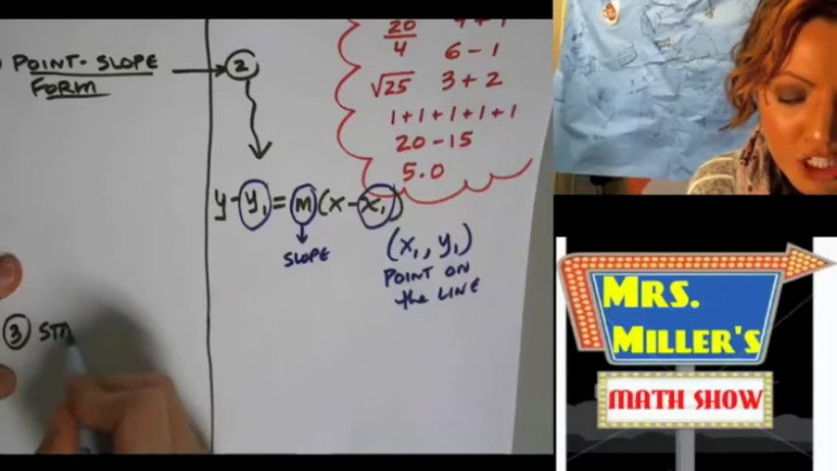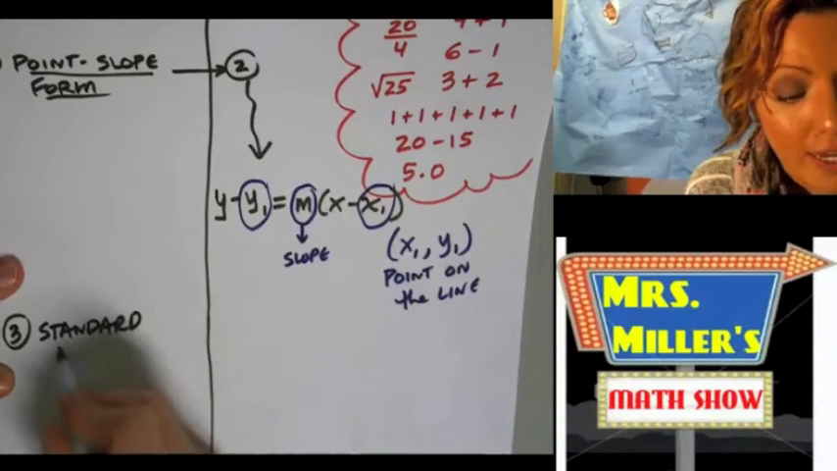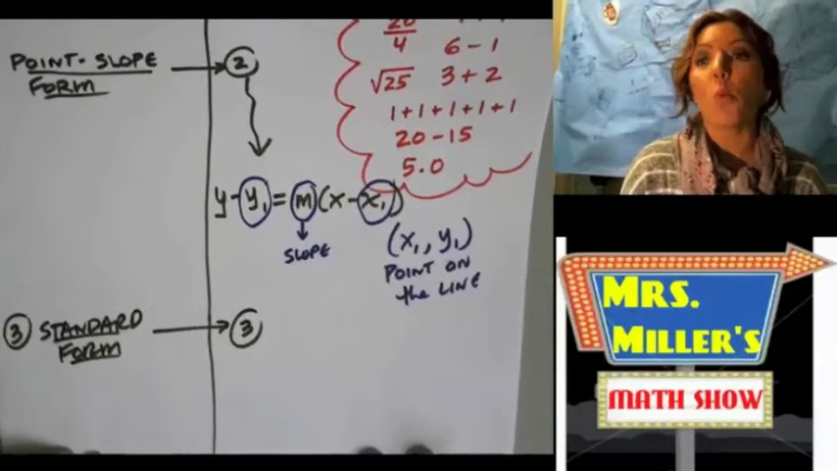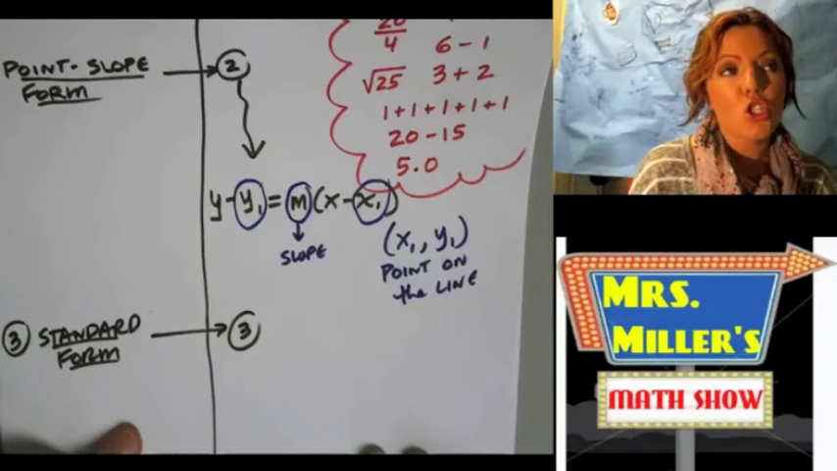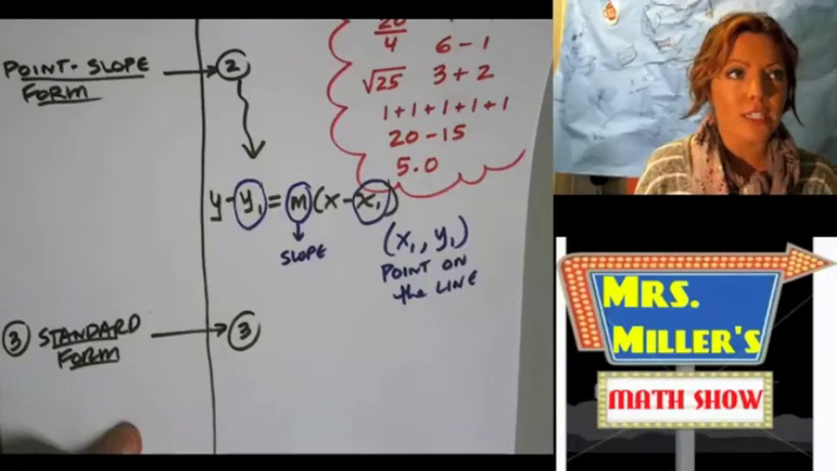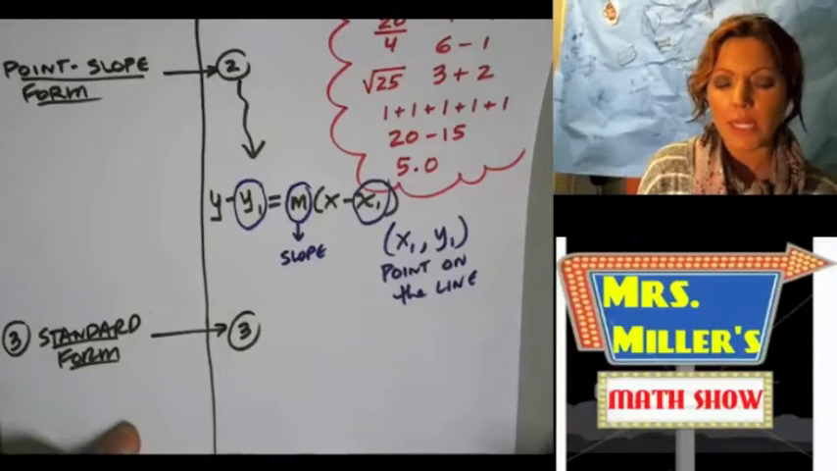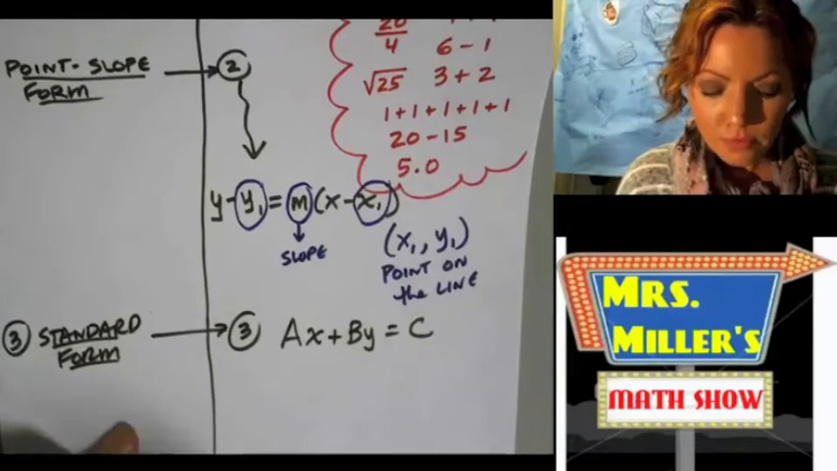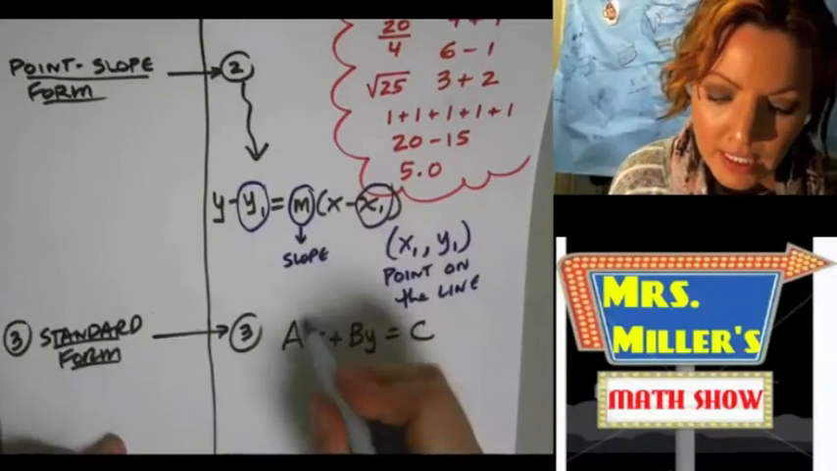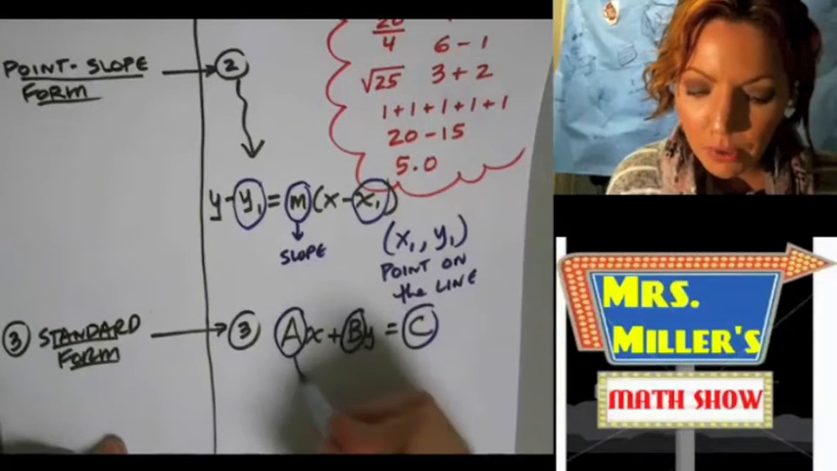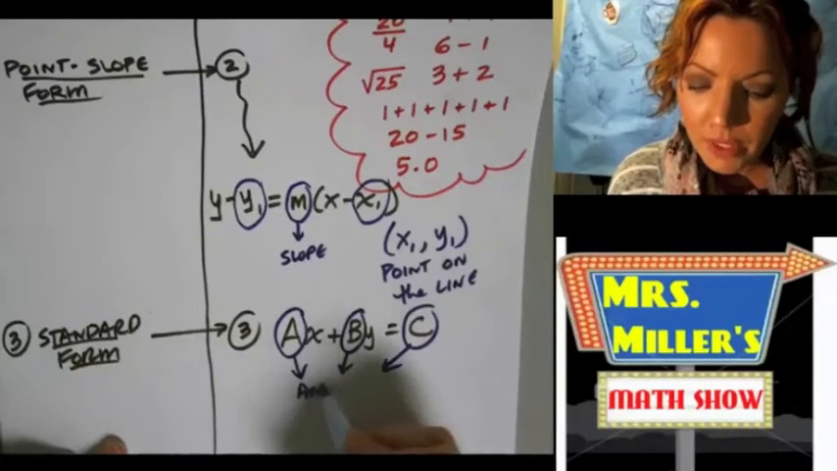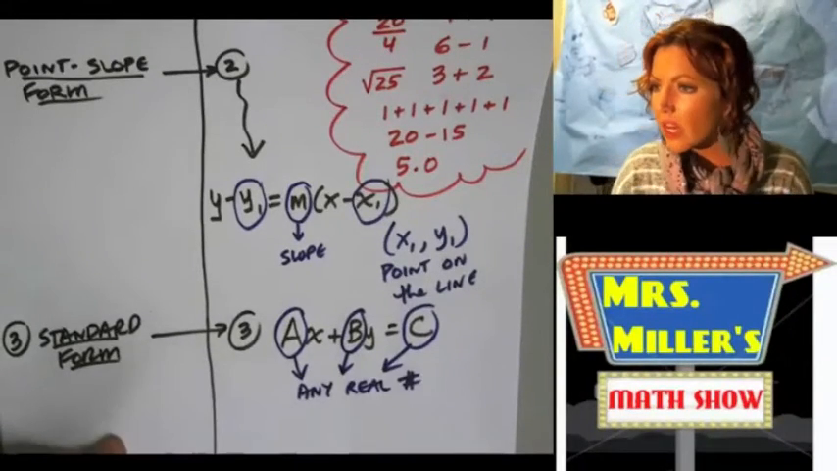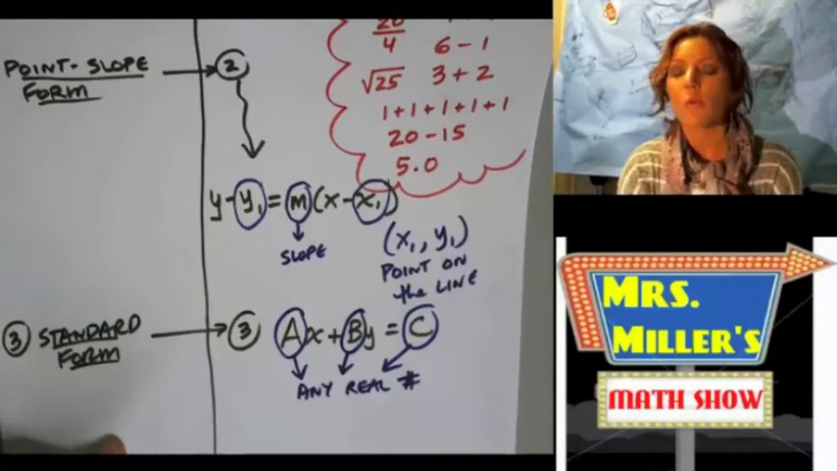Sometimes we are given equations in standard form, or the most typical way of seeing this is given a word problem, you are asked to create an equation in standard form. That's systems of equations. We'll get into that in a little bit. This one just says ax plus by equals c, where a, b, and c all represent any real number.